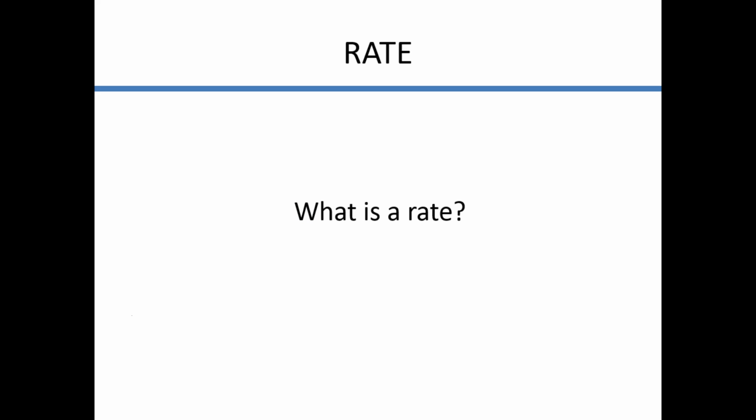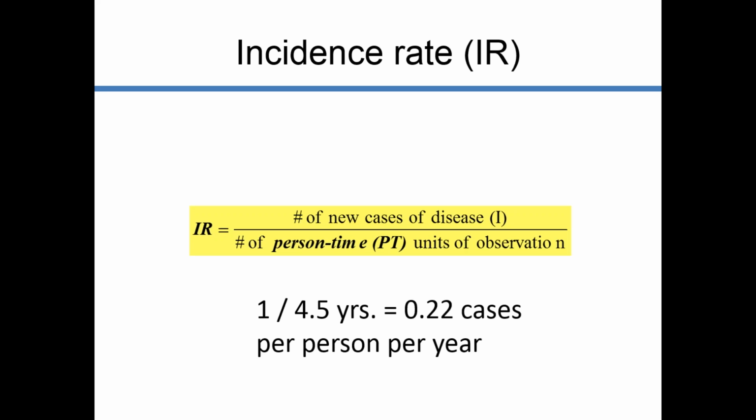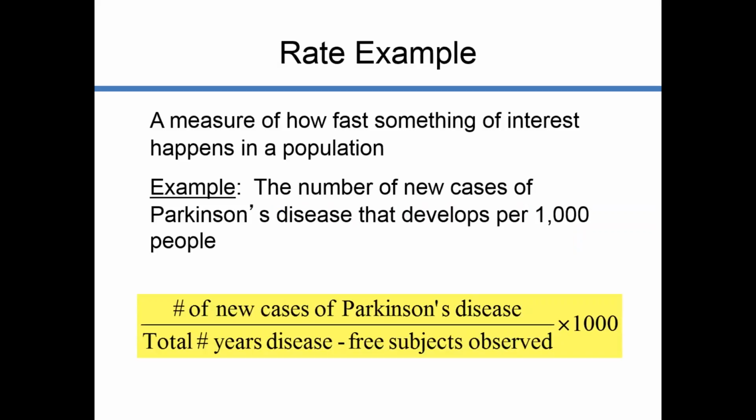Now let's skip forward, back to where we were. And here's how we calculated that. It's 1 divided by 4.5 person years is 0.22 cases per person per year. Or, if that's not intuitive, we can say 2.2. We can multiply it by 10. Say 2.2 cases per 10 person years, or 22 cases per 100 person years. Whatever's most intuitive, that's how I would calculate it.